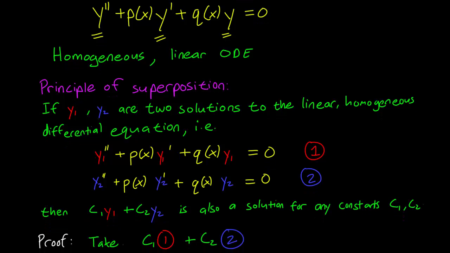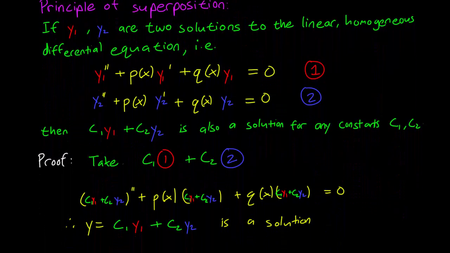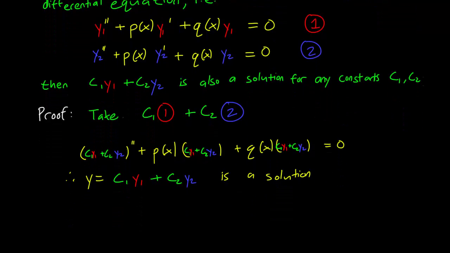The proof of this principle is pretty easy, actually. So these equations are 1 and 2. We can multiply the first equation by c1. We multiply the second equation by c2, and we add them together. And what we end up with is that by distributing the derivatives, we get (c1y1 plus c2y2) double prime plus p(x) times (c1y1 plus c2y2) prime plus q(x) times (c1y1 plus c2y2) on the left-hand side. On the right-hand side, c1 times 0 is 0, c2 times 0 is 0, so you just get 0.